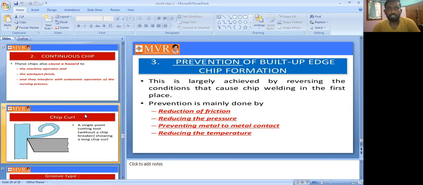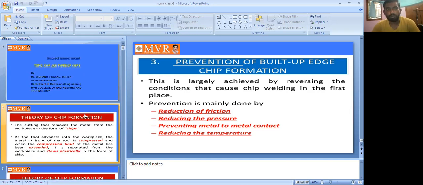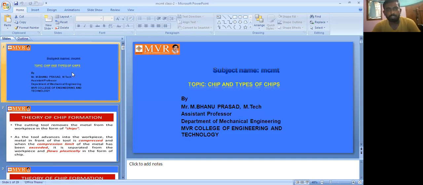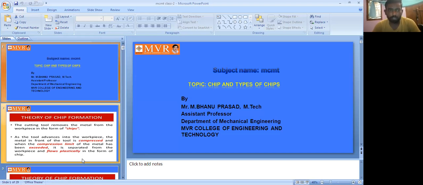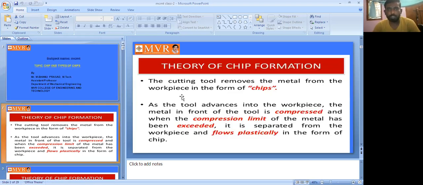The first topic is what is a chip, then the types of chips and chip formation. The first one is the theory of chip formation.